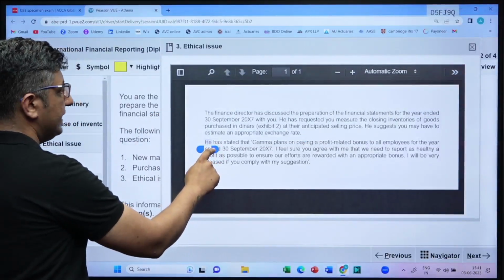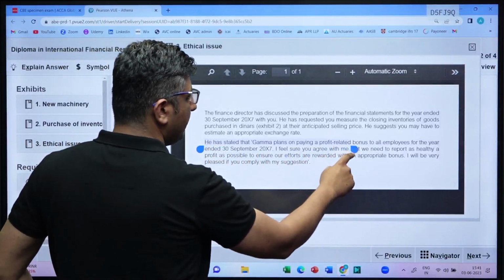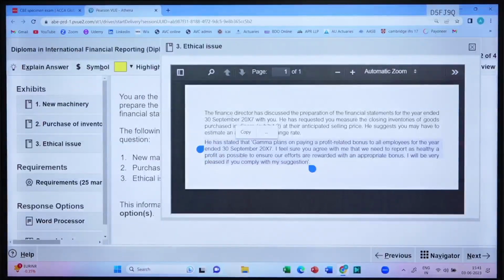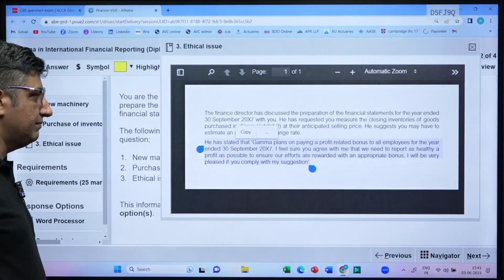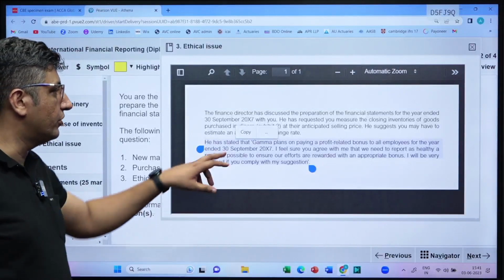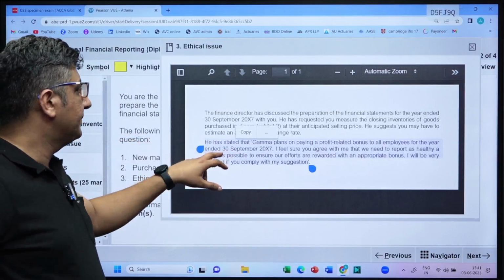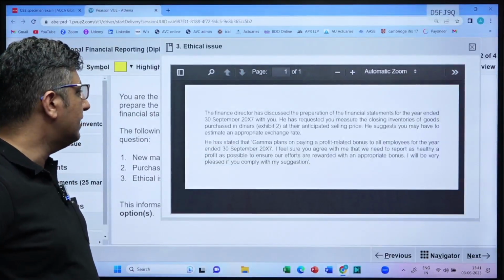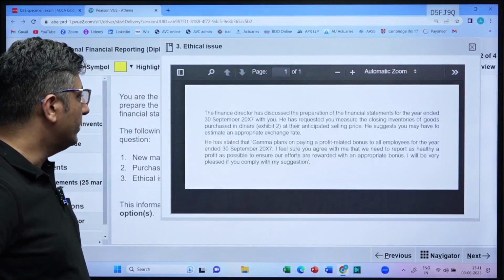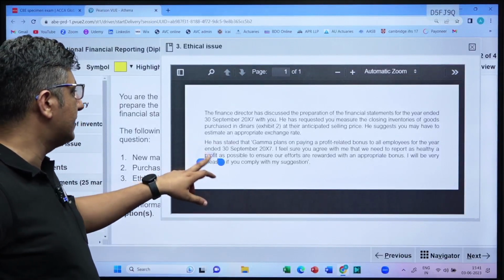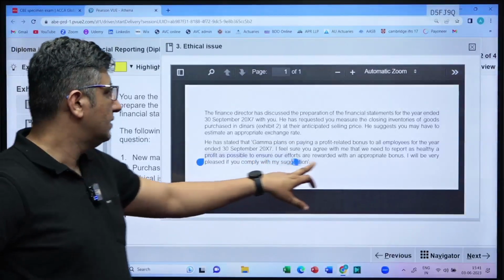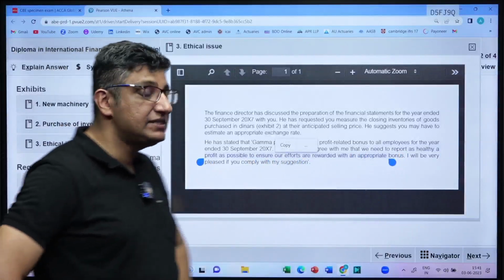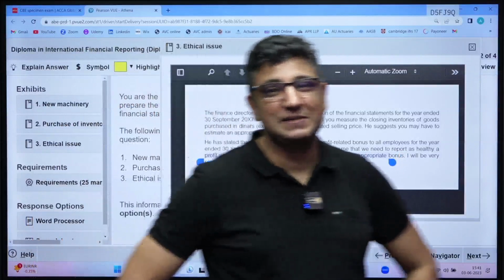Gamma, which is the entity, of course, plans on paying a profit-related bonus to all employees for the year ended 30th September 7. I feel sure you agree with me that we need to report as healthy a profit as possible to ensure our efforts are rewarded with appropriate bonus. I will be very pleased if you comply with my suggestions.